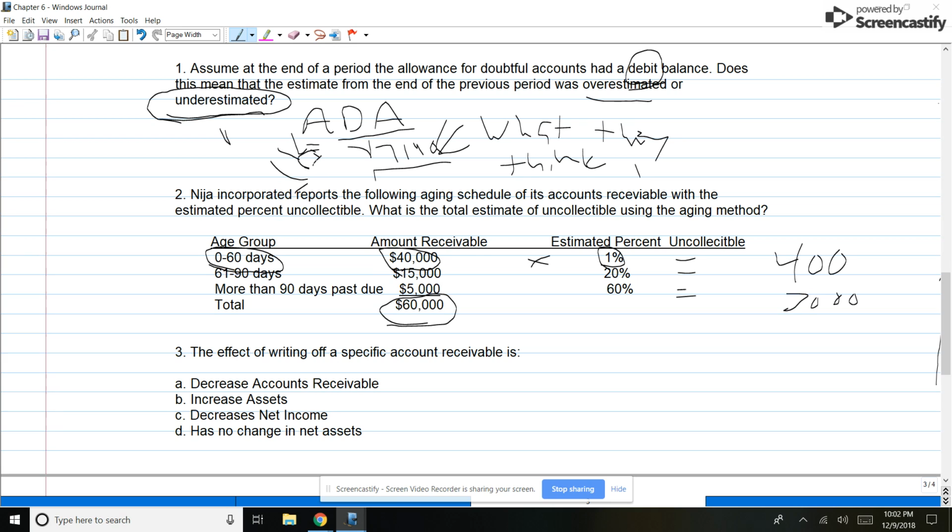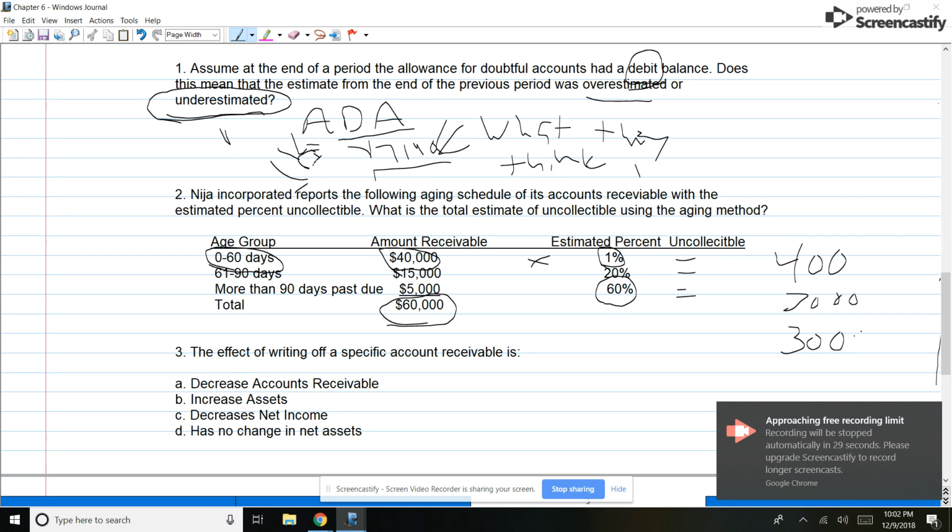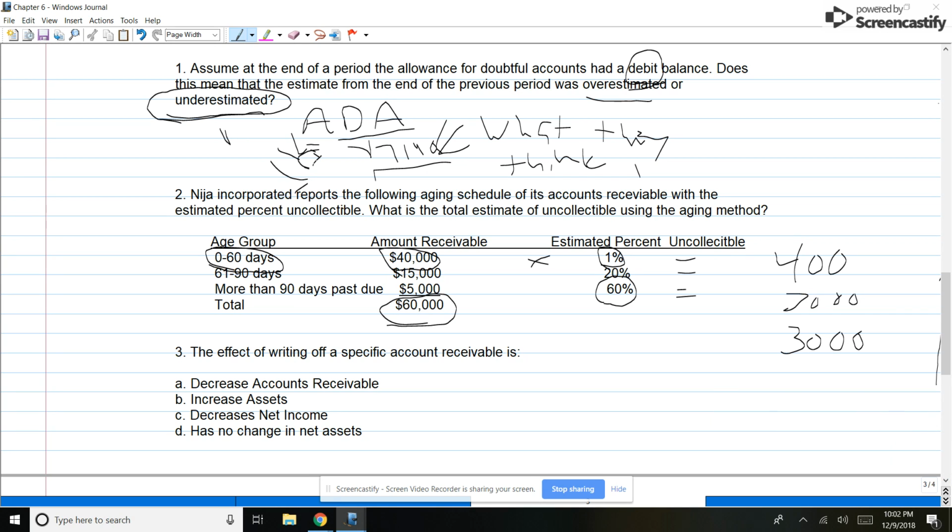And then more than 90 days past due, they're like, wow, we don't think we're going to collect a lot of this because these losers just don't want to pay us. So 5,000 times 0.6 is 3,000 again, according to my calculator. And I will finish up 5,000 times 0.6. Yep, I got 3,000. Okay, so I'll explain the rest of this in the next video.